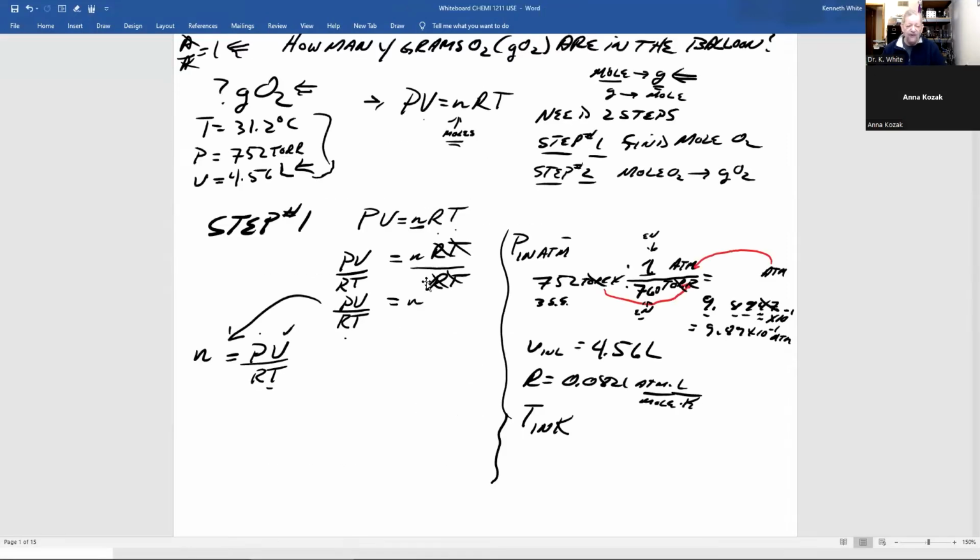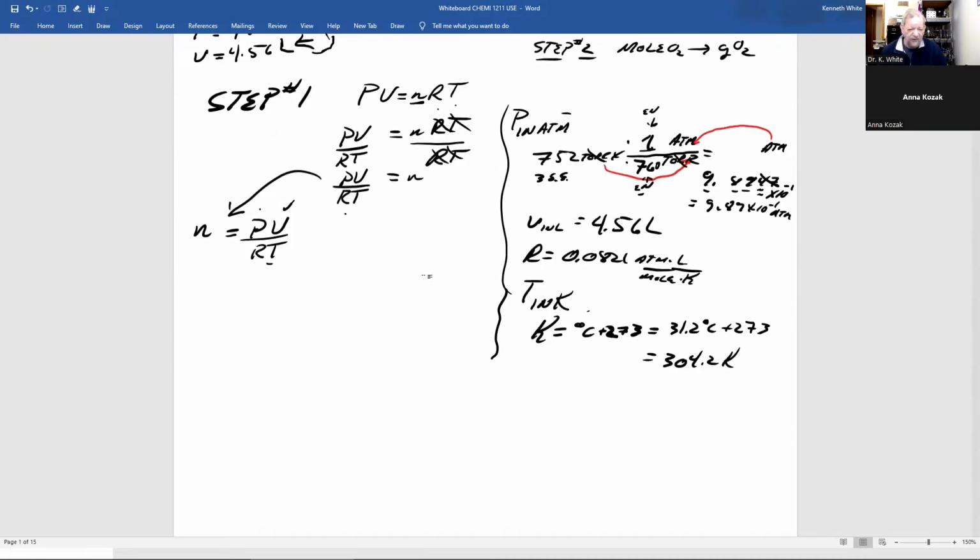All right, so we know Kelvin equals degrees C plus 273, and degrees C is 31.2 degrees C plus 273, and that's equal to 304.2 Kelvin.